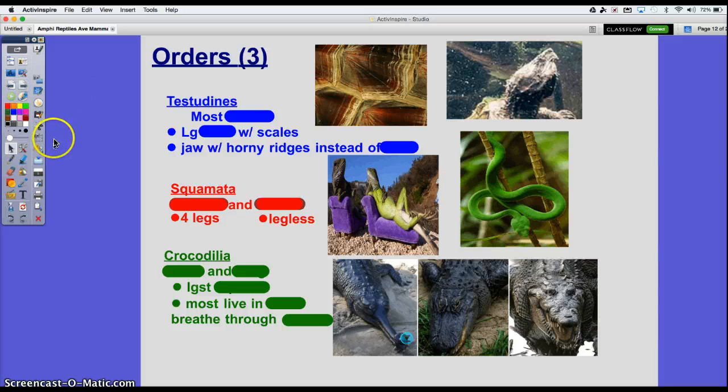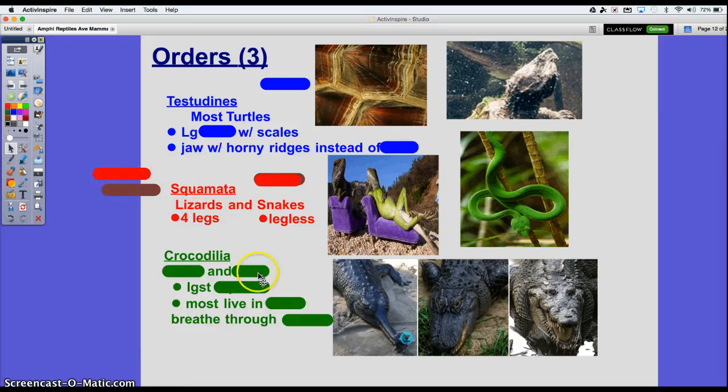There's 3 orders. T for what? Testudines, which are what? Turtles. S for what? Squamata, which are? Snakes and lizards. So snakes kind of look like lizards, and then crocodilia is obvious what? So that's how you're going to learn the 3 orders, okay?